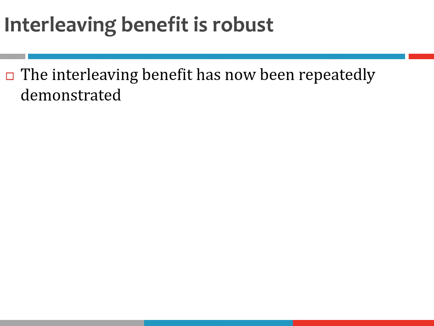So we see that the interleaving benefit is very robust in that it's been replicated using a lot of different experiments. For example, if you want to teach children a new category of shape, you might show children a bunch of different objects and say that this particular object is a wug. You want the children to learn how to identify a wug from a bunch of different objects. It turns out that children are better at distinguishing a wug from some other imaginary shape when they're shown all of the shapes mixed together than if they were shown all of the wugs at the same time in succession.